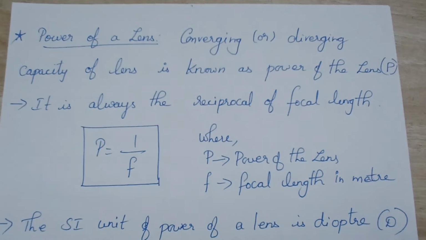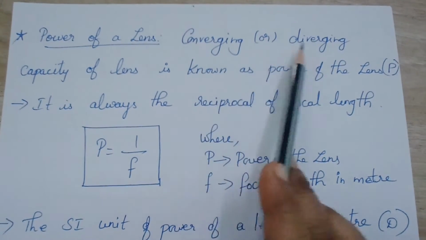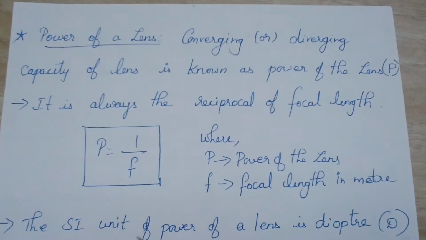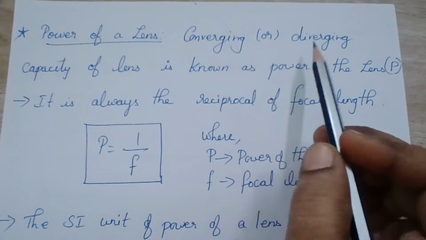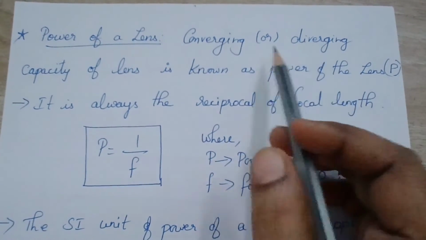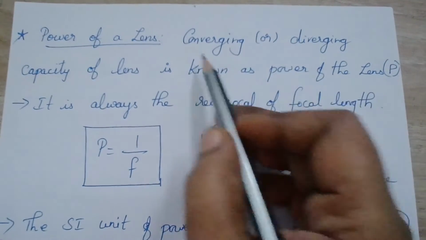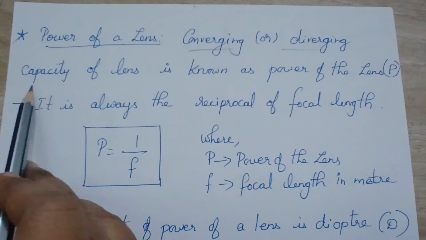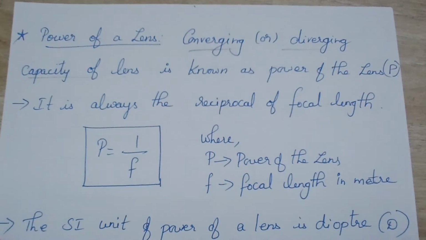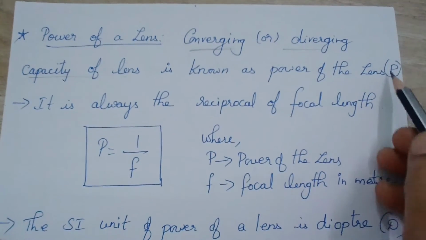Okay, so the power of the lens is given by the converging or diverging capacity of the lens. How much it converges or how much it will diverge, that capacity of the lens is known as the power of the lens. Converging or diverging capacity of the lens is known as power of the lens. So it is denoted by the letter capital P.